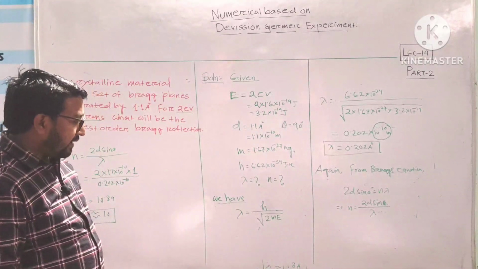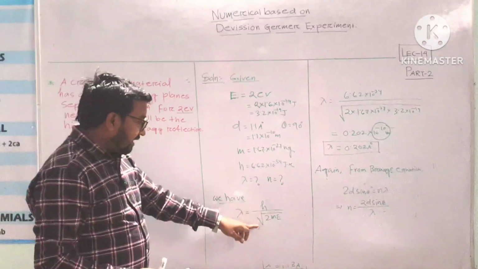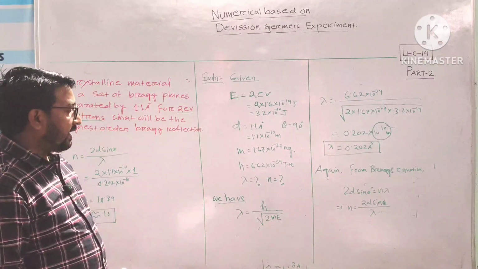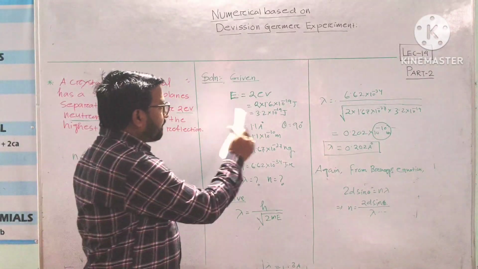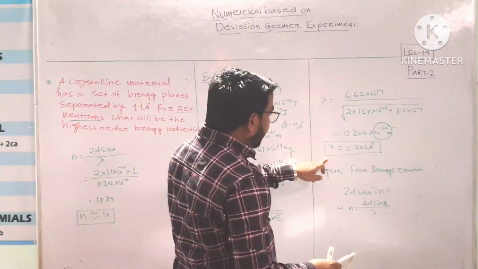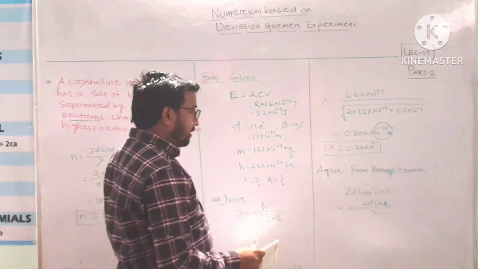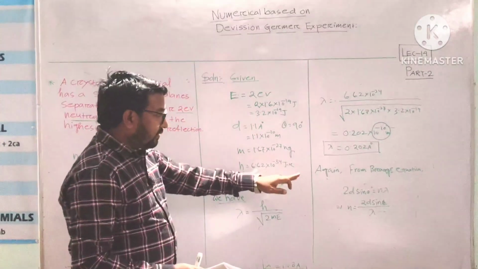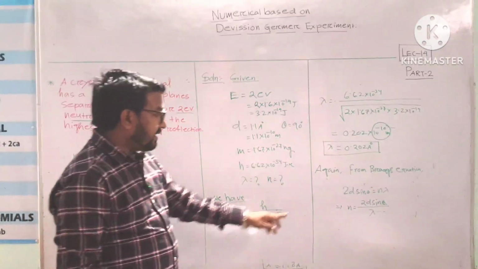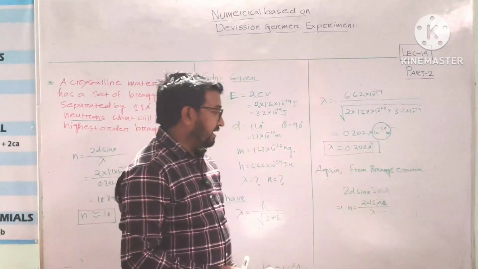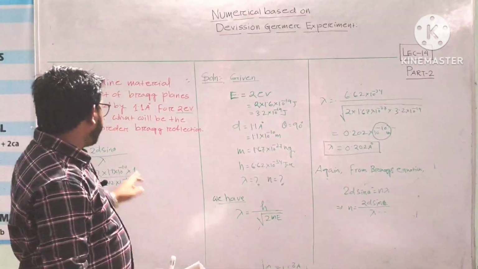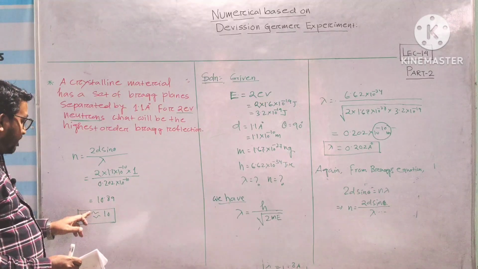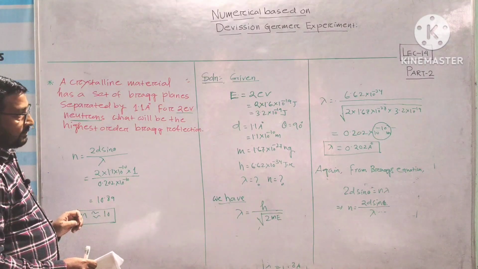First of all, we are going to find out the wavelength. Lambda equal h by under root of 2mE. This is the expression of de Broglie wavelength in terms of kinetic energy. When all the values are substituted in this equation, we will get lambda equal 0.202 angstrom. But we need to find out n equal what. Again, from Bragg's equation, 2d sin theta equal n lambda, and n equal 2d sin theta divided by lambda. When all the values are substituted, we get n equal 10.89, and this is approximately equal to 10.